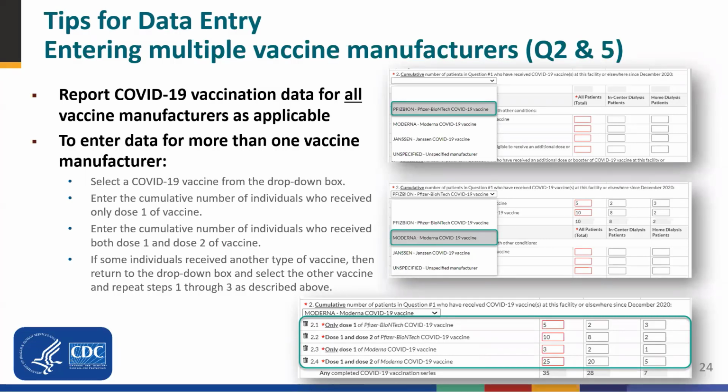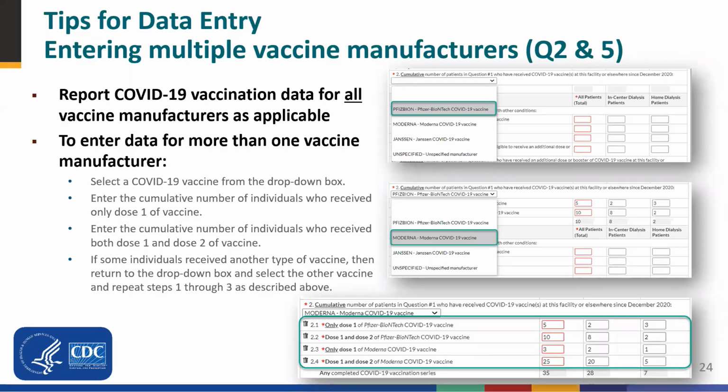To enter data for more than one vaccine manufacturer, first you would select a COVID-19 vaccine from the drop-down box. Next, enter the cumulative number of individuals who received only dose 1 of the vaccine. After this, enter the cumulative number of individuals who received both dose 1 and 2 of the vaccine.